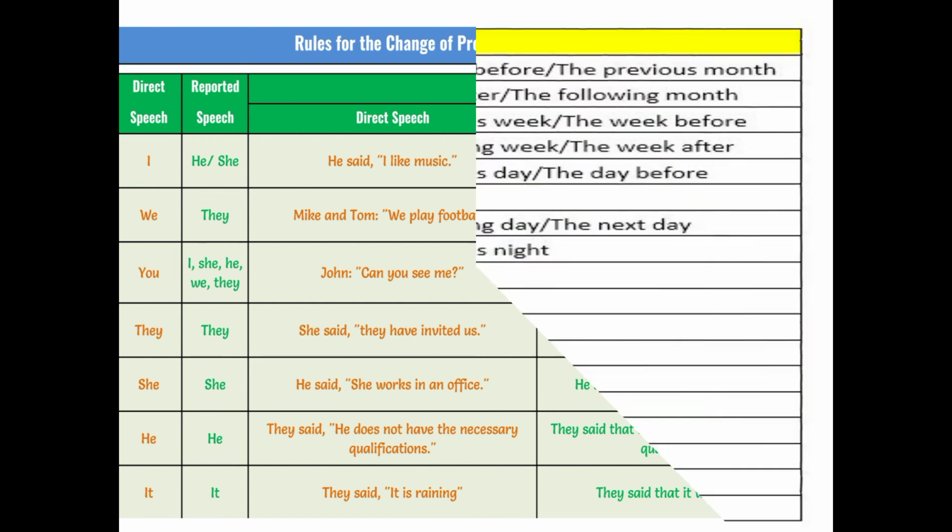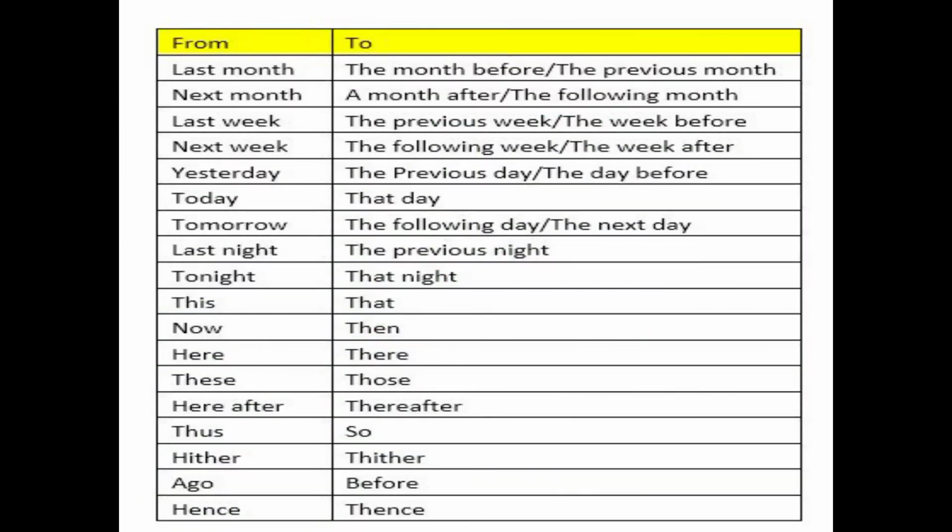Now come to the next, the third thing which you have to change. If you get such kind of words which are on the left side, then if you get last month, change it into the previous month, and next month means following month, last week means the week before. If you get today, change it into that day; if you get this, change it into that. If you get now, then change it into then; here into there, these into those, here into hereafter means thereafter, ago into before. So you have to do this thing.